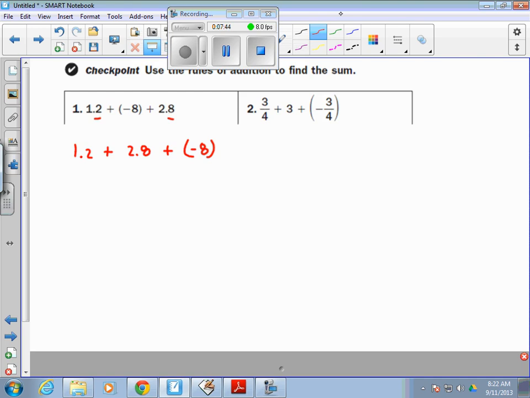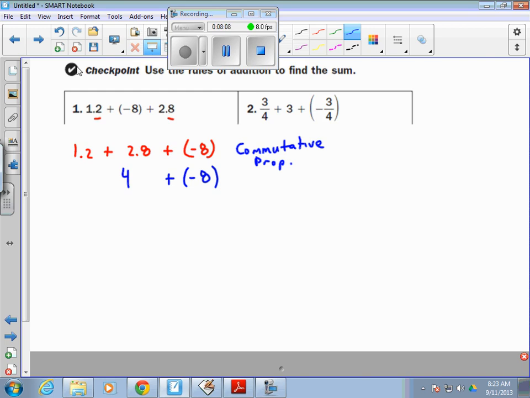So 2 plus 1 is 3, plus 1 more because of the 10th will give us 4, or 4.0, plus a negative 8. And all we did for that step was we used the commutative property. Then 4 plus a negative 8.